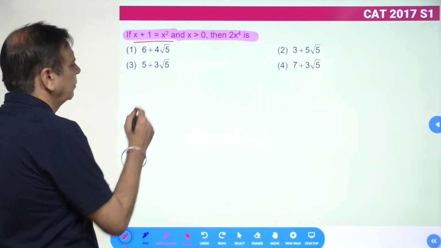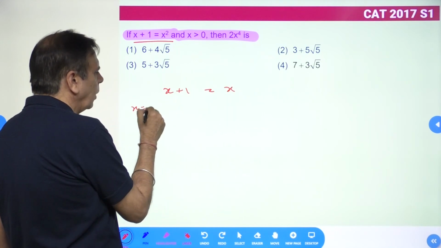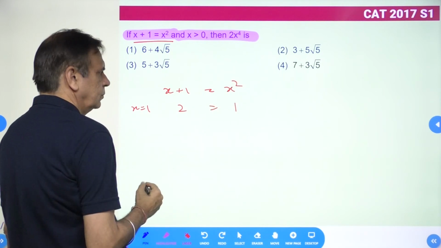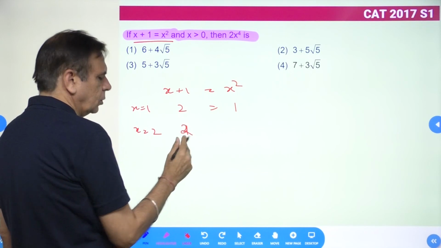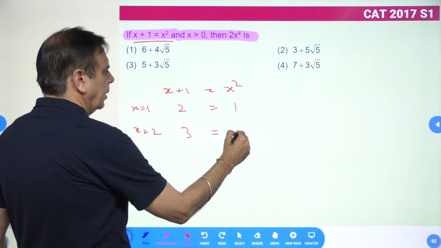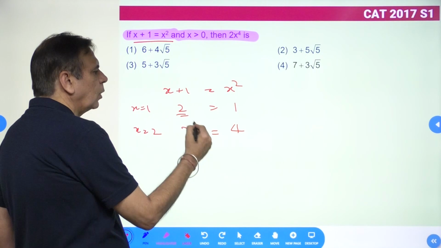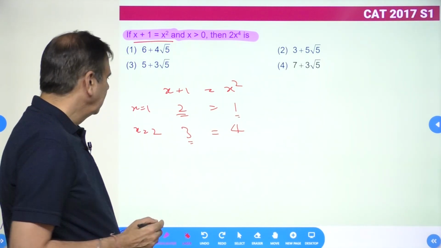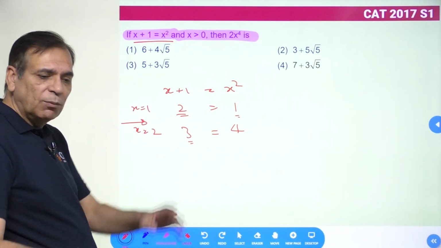I'll explain how. I have x plus 1 equal to x square. Let me take x equal to 1. If x equal to 1, what does it become? 2, and this is 1. If x is equal to 2, this becomes 3 and this becomes 4. What does that mean? At x equal to 1, the left hand side was bigger than the right hand side. At x equal to 2, the left hand side has become smaller. So x has to be somewhere between 1 and 2.